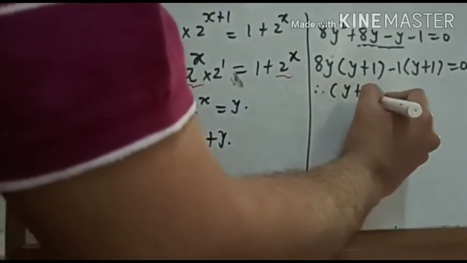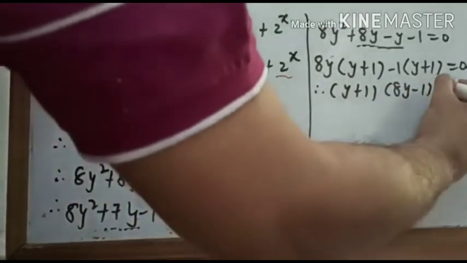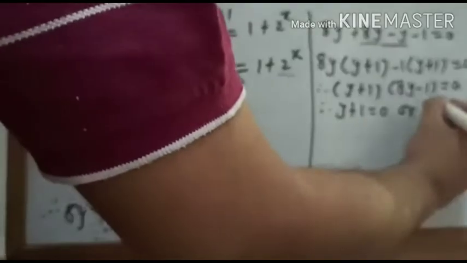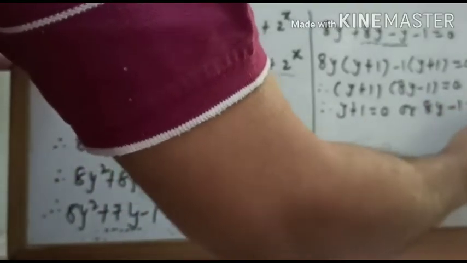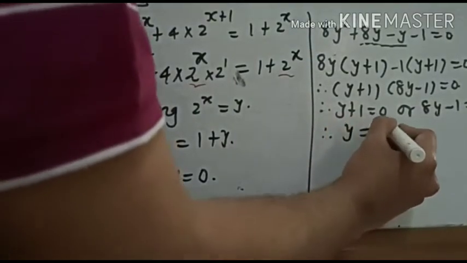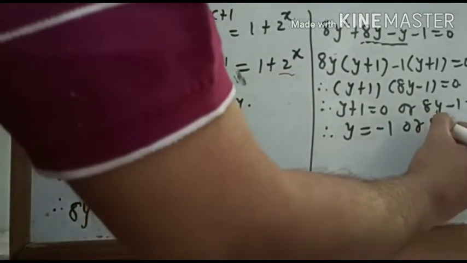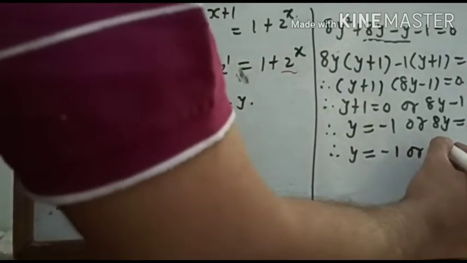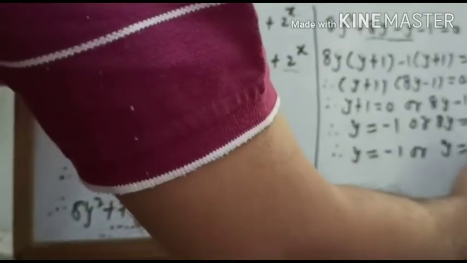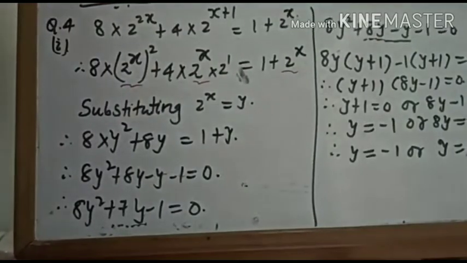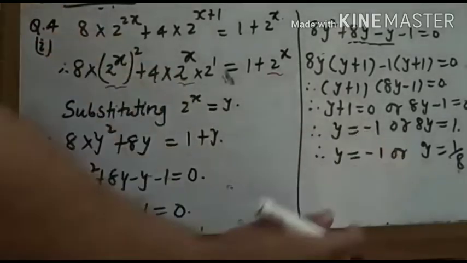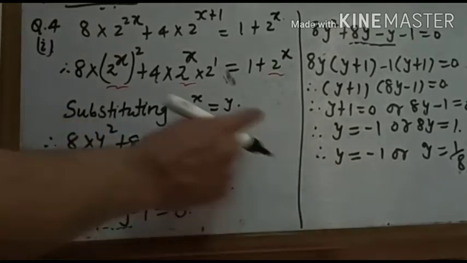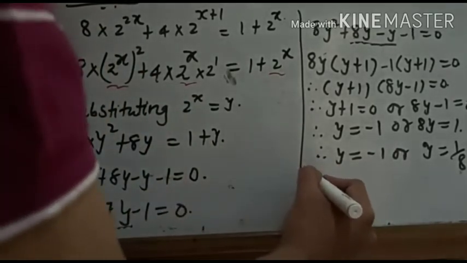So y plus 1 into 8y minus 1 is equal to 0. So y plus 1 is equal to 0, or 8y minus 1 is equal to 0. So I will be able to get y is equal to -1 or 8y is equal to 1. So y is equal to -1 or y is equal to 1 upon 8. Now my dear friends, most of the time you think that this question is finished. But the question was not y, the question was to find x. So I'm resubstituting.